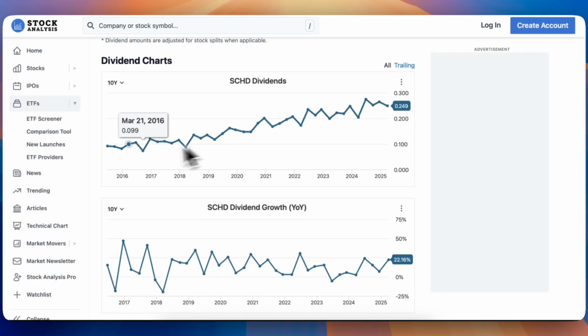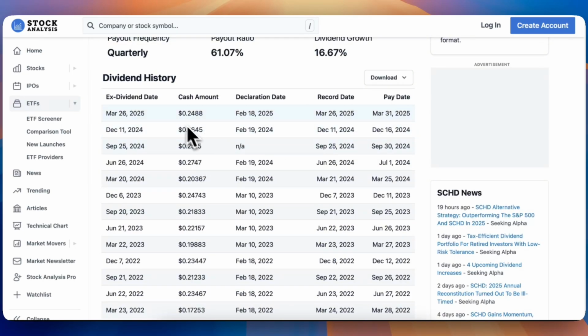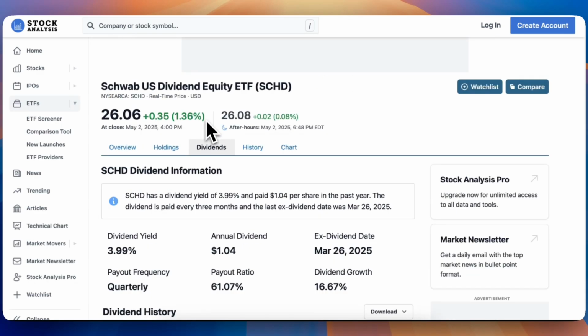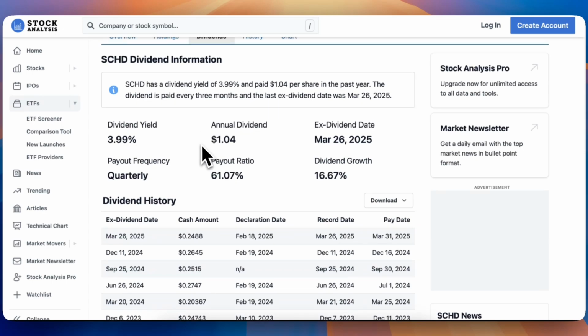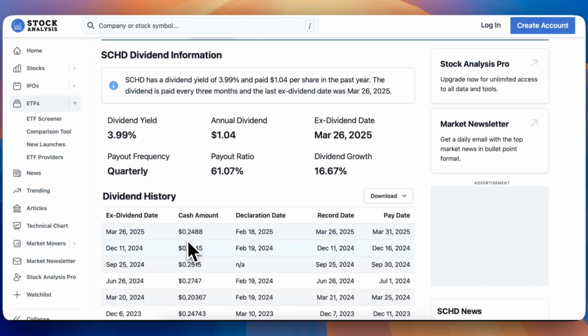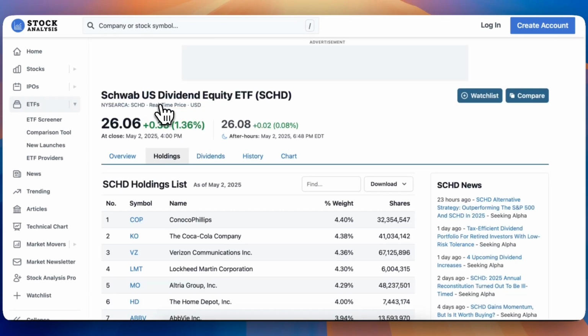Now, if we take a look at the 10-year chart for the dividends, we can see it's pretty much going up and to the right, which is what we want to see. And currently, we're getting about 25 cents per share that we own. So if we own, say, 100 shares of this ETF, you're going to get pretty much one share every single quarter. Reinvest that back into the ETF, let that compound interest grow, and you're going to be really happy in the long term.